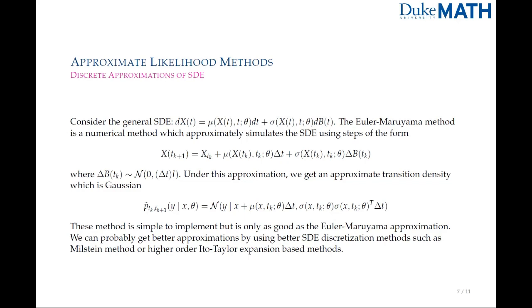This method is simple to implement, but it has a major disadvantage: if the Euler-Maruyama approximation is bad, then this method is equally bad. We can get better approximations, probably using better SDE discretization methods, such as the Milstein method or higher order Ito-Taylor expansion-based methods. But we will not be going into detail on these in this video.